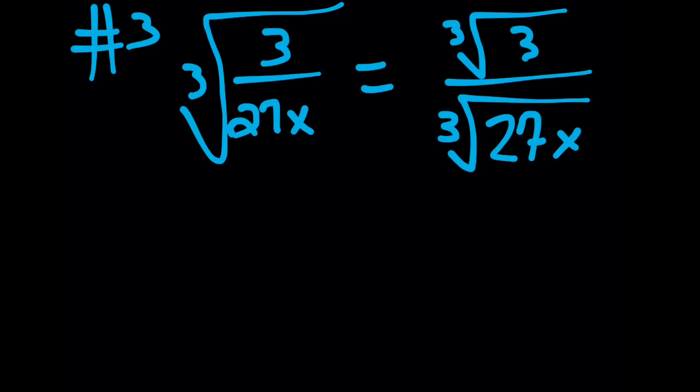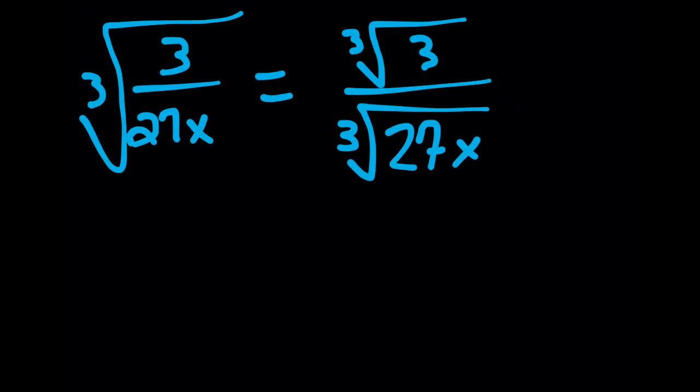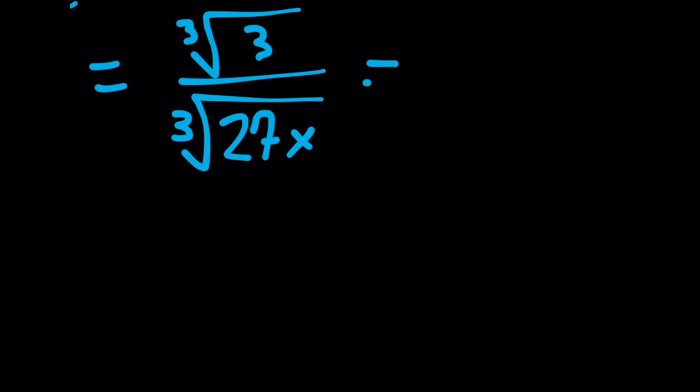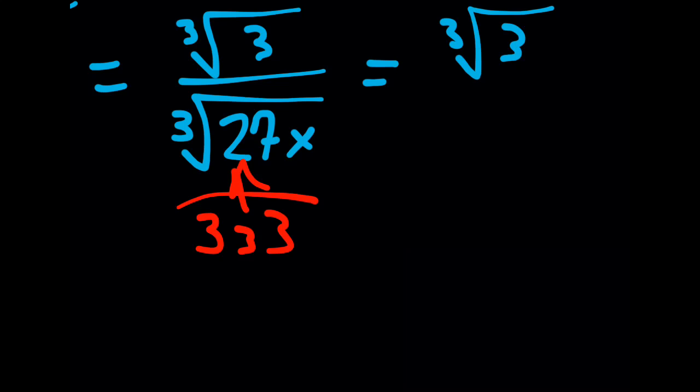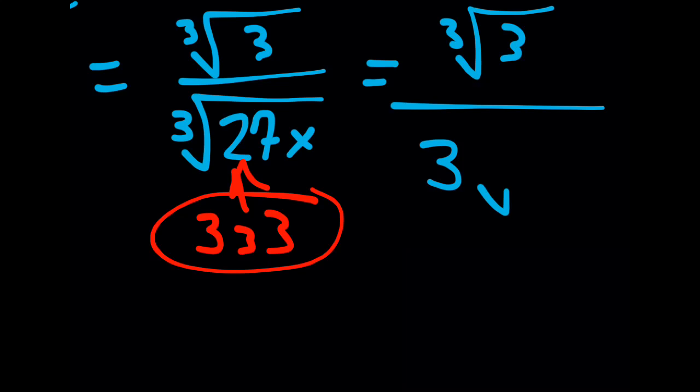Okay, so the first step is to split it up on the top and the bottom. Then I need to see if I can simplify the top or the bottom. I cannot simplify the top, but I can simplify the bottom because I can split up the 27 into three 3s. So I've got one set of 3s. I can pull out one 3, and then I have a remainder of x, an x left on the inside.